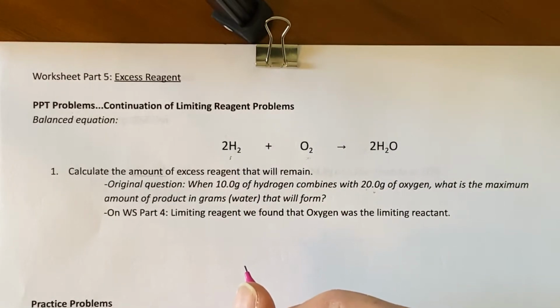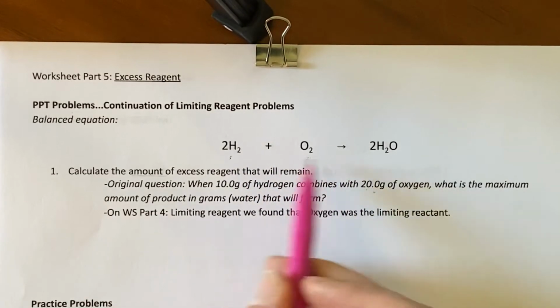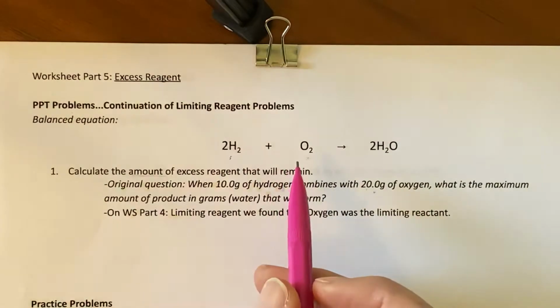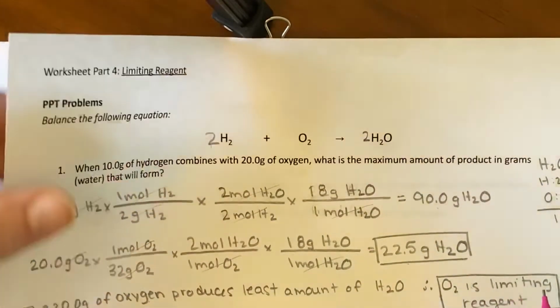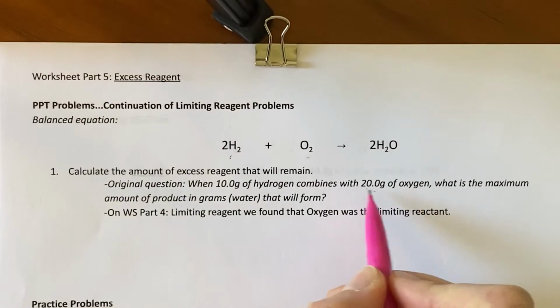So the first step is going to be to set up a stoichiometry problem. Again, make sure that your equation is balanced, which it is here. We already have our balanced equation. We're going to start a new stoichiometry problem with the limiting reagent that we determined in worksheet 4. And if we look back here, the limiting reagent was that oxygen. And we're going to calculate how much of the other reactant is actually needed to react with that 20 grams of oxygen.